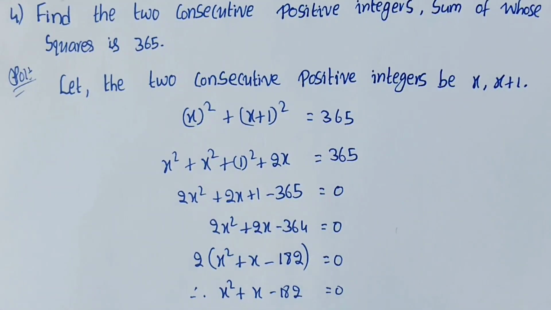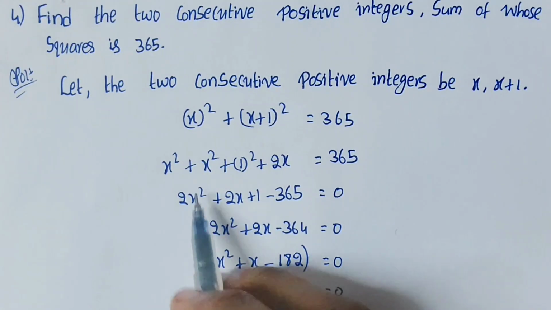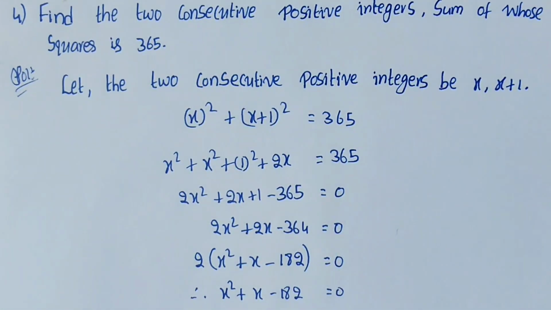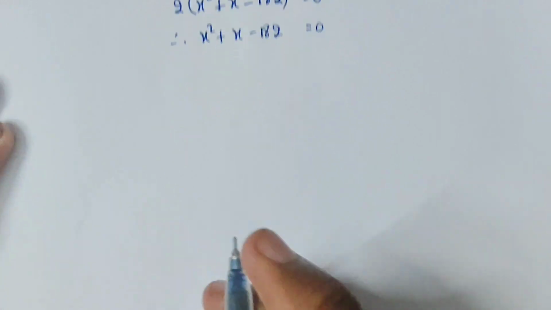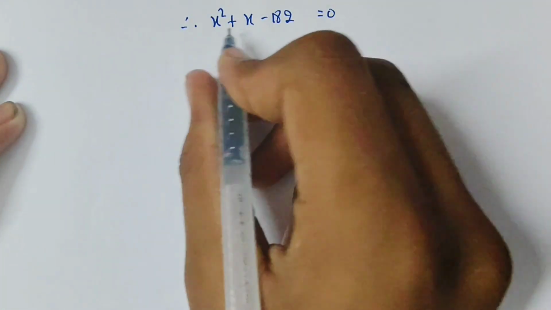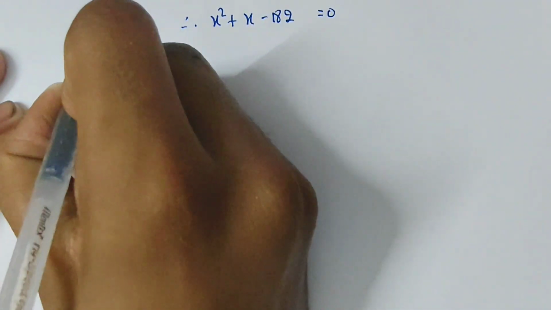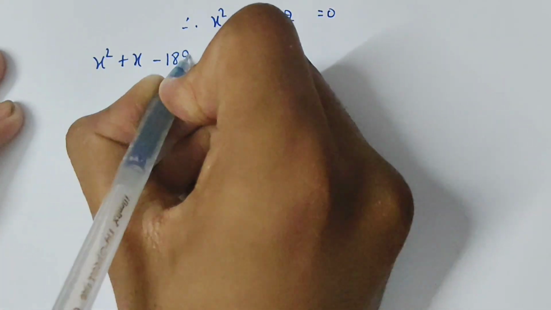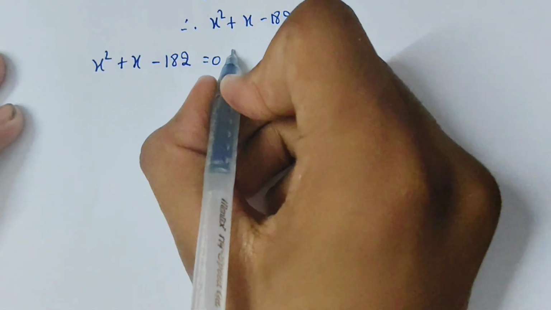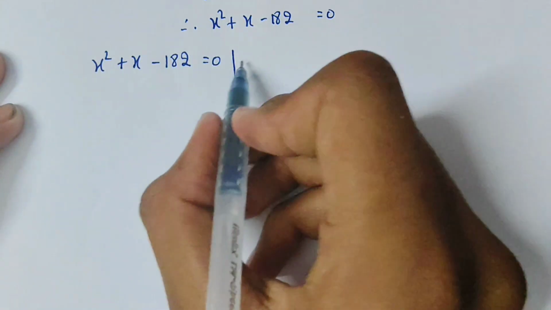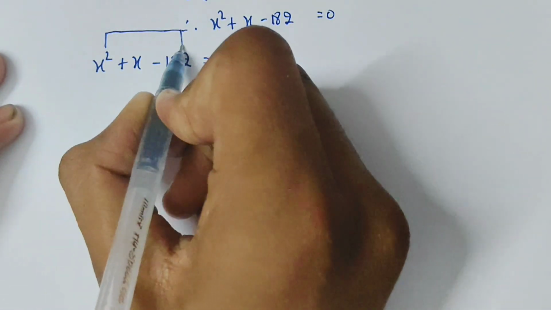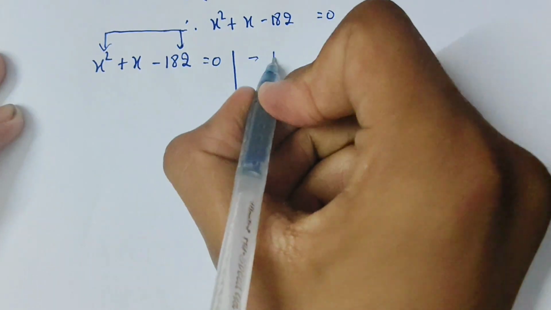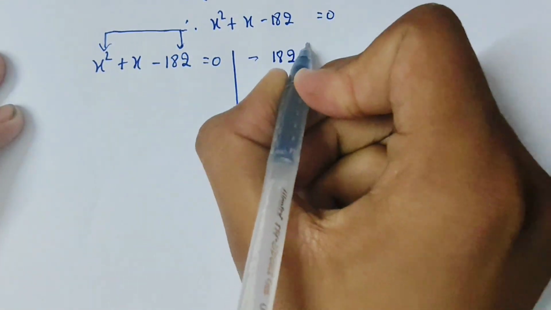Therefore we got the quadratic equation. But in the question he asked to find the two consecutive positive integers. So the equation that we got is x square plus x minus 182 equals 0. Before finding the roots we have to multiply the first and last terms. It gives plus into minus, minus 182 x square.